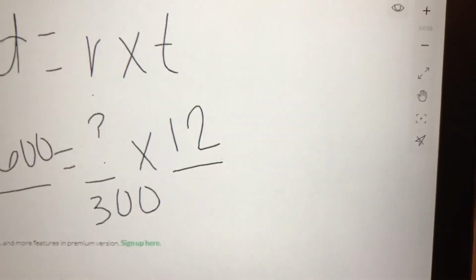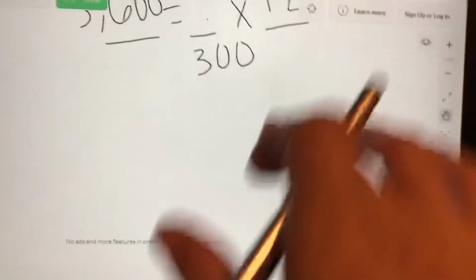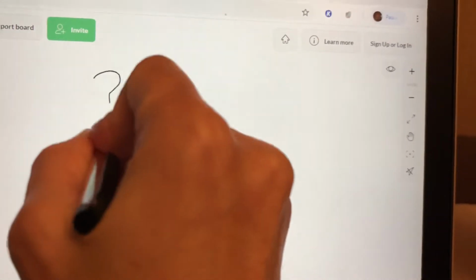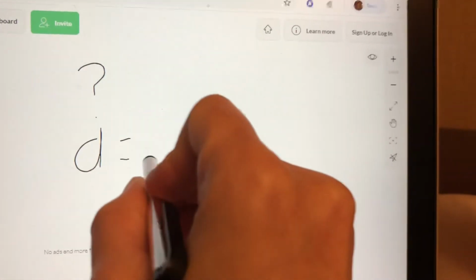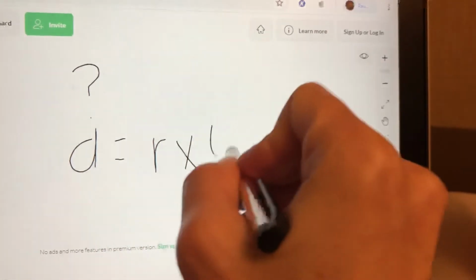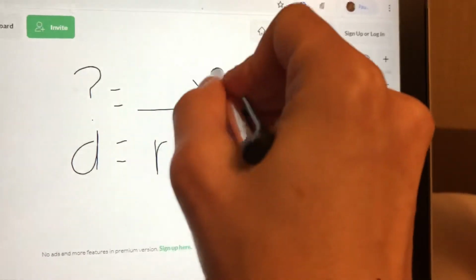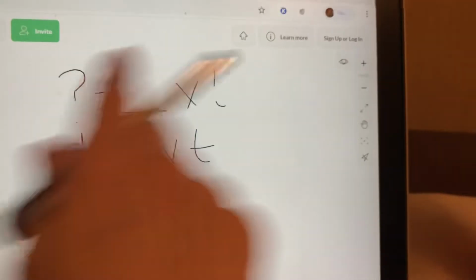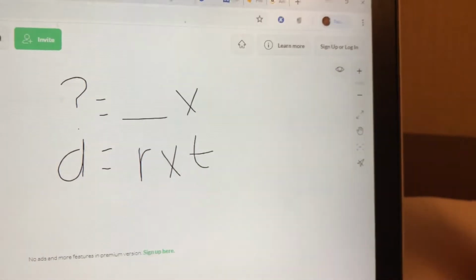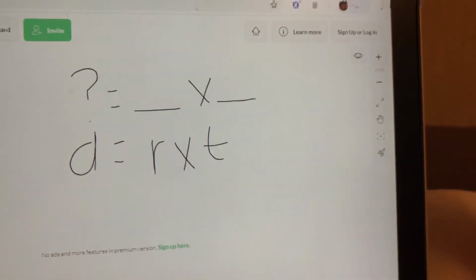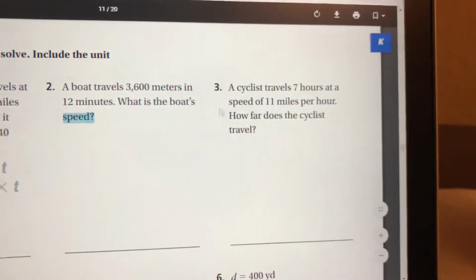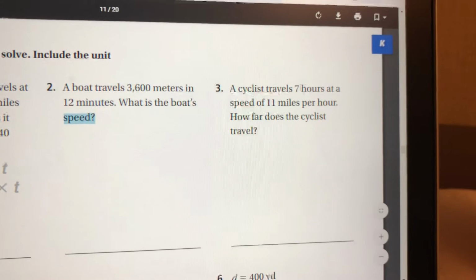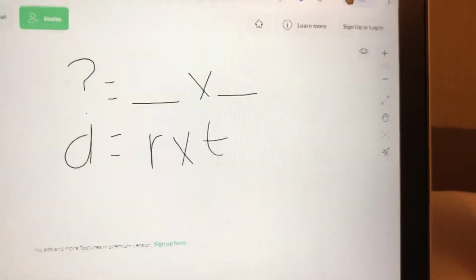So when we write our formula for this one, we don't know what D is. We know the R and the T. Okay, let's go back to the word problem. 7 hours, that has to do with time, right? Because we're giving you an amount of time. So we're going to replace that in for T.